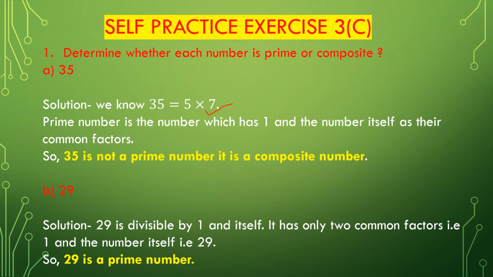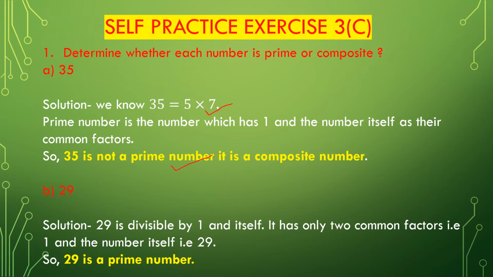We know prime number is the number which has 1 and the number itself as its only factors. Here 35 has two other factors, 5 and 7. If the number has only 1 and the number itself as factors, then the number is prime. Here 35 has two other factors 5 and 7, so it is not prime. So 35 is not a prime number.